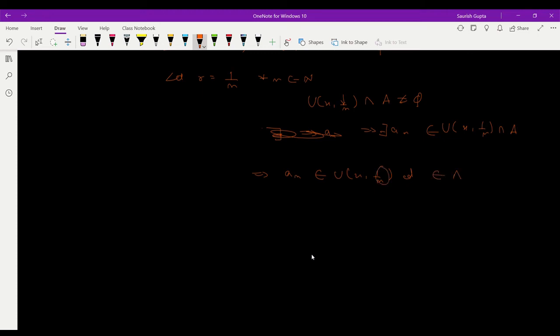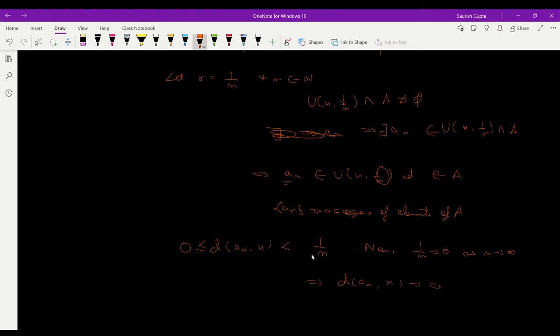Now this radius we considered as 1 over n, so we can form a sequence of these elements a_n. Because a_n belongs to A, a_n is a sequence of elements of A, right? Because a_n has been taken from A. Now what is the distance between a_n and x? Since a_n belongs to this ball, the distance between a_n and x is less than 1 over n and obviously greater than or equal to 0, right? Now 1 over n tends to 0 as n tends to infinity, which eventually means the distance between a_n and x tends to 0 as n tends to infinity, which means that a_n converges to x. So we have proved our theorem.